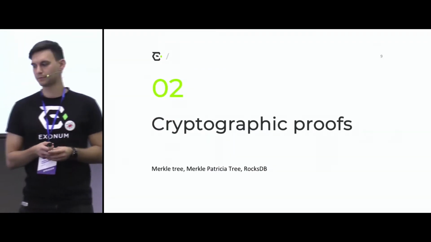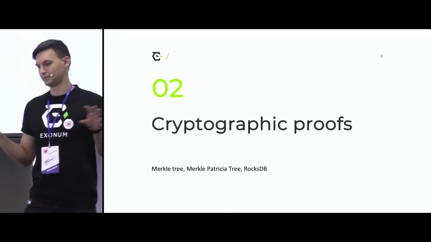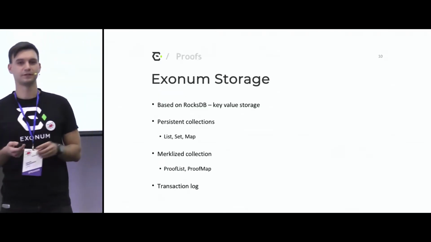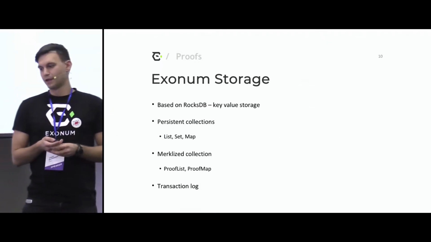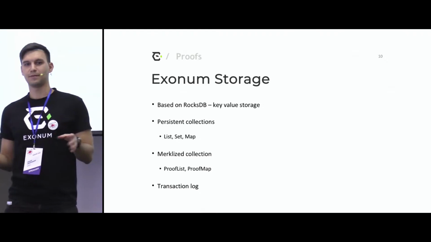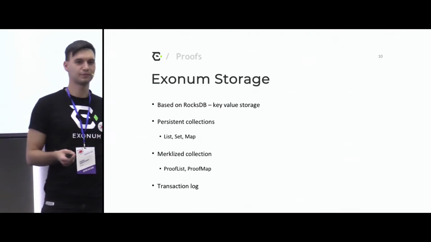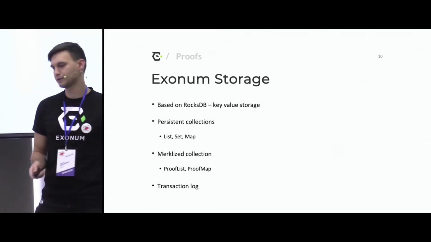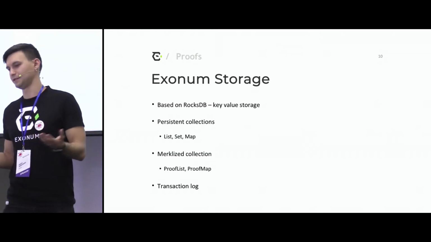Okay, let's move on to cryptographic proofs. I will start a little with theory, and then it will get closer to the code and to our solution. First, our Exonum storage is based on RocksDB, an embedded key-value storage. As collections, we have the usual persistent collections: a list, a map, a set. On top of that, we have some merkelized collections, which we call proof map index and proof list index. I will talk about these collections a little bit later. Also, in the storage we store our transaction log, which is what the blockchain actually is.